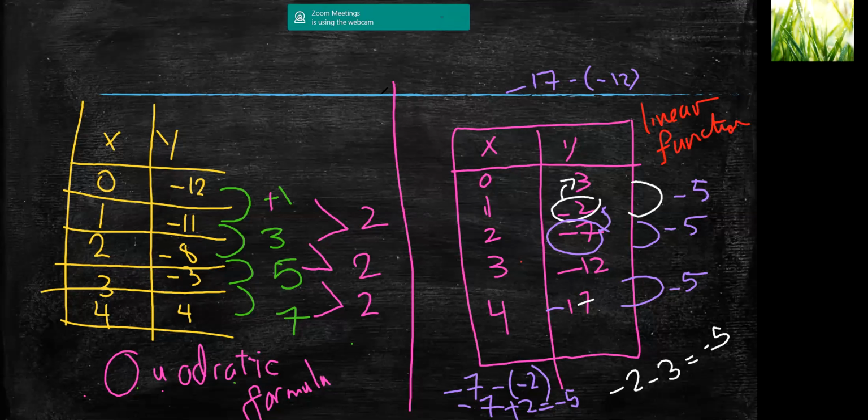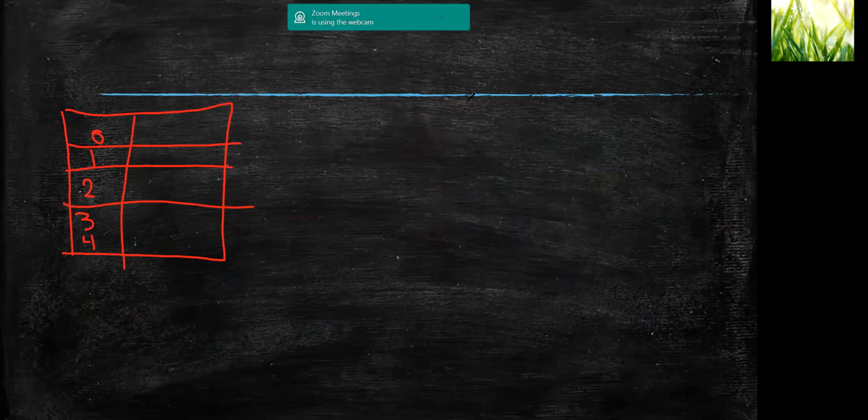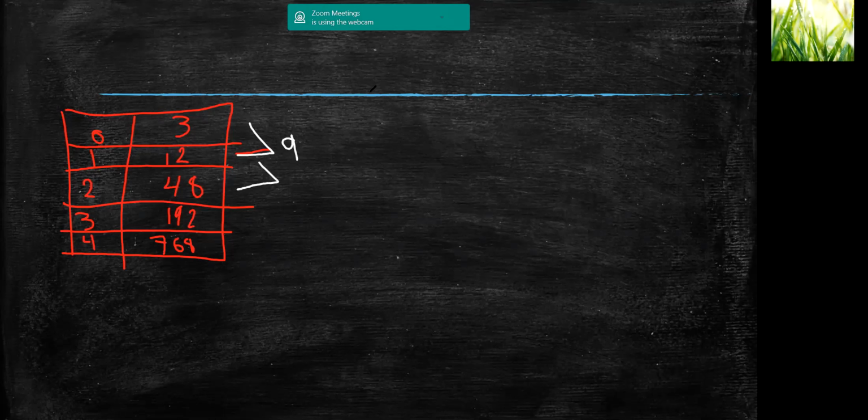Now, if we have these numbers here, 0, 1, 2, 3, and 4, and 3, 12, 48, 192, and 768. Now let's try the first difference here. 12 minus 3, it is 9. And 48 minus 12, it is 36. Let's go to the second difference.